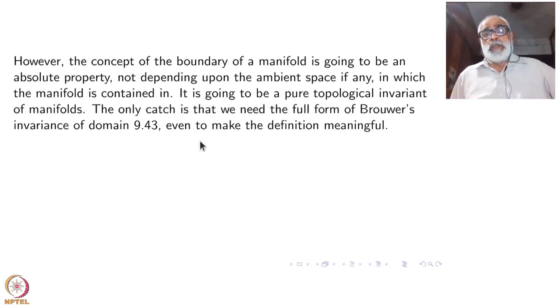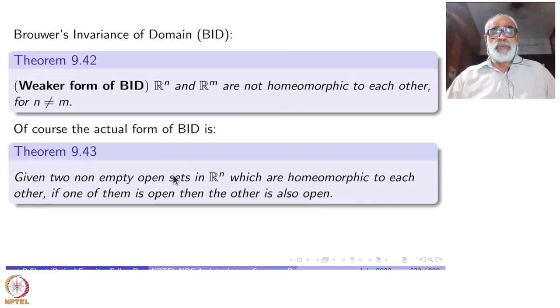The important thing here is that even to make this definition, we need the full force of Brouwer's invariance of domain. Remember this one, not the weaker form but the stronger form. Namely, if you have two non-empty subsets of Rn which, as topological spaces with the subspace topology from Rn, are homeomorphic to each other, and if one of them is open, then the other one is also open. This is a completely non-trivial, profound statement, and this is what we will need.